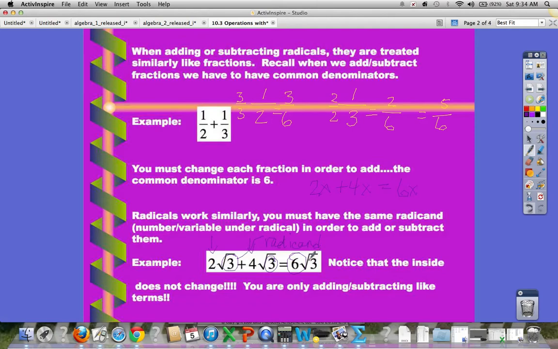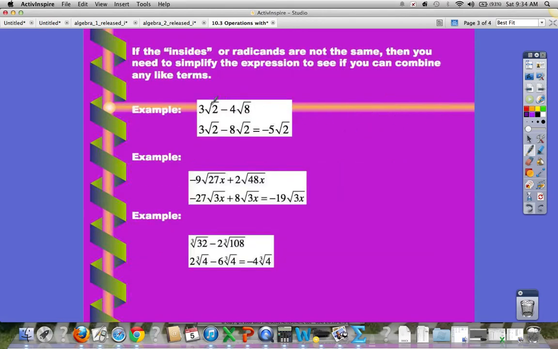So notice that the inside doesn't change. You're only adding or subtracting the outside terms. Now, if the insides or the radicands are not the same, then you need to simplify the expression to see if you can find anything that will add together. So for example, in our problem right here, 3 times the square root of 2 minus 4 times the square root of 8. Well, square root of 2 is as simplified as you can get, but square root of 8 is not. And remember, we did the prime factorization tree. We need to break that down. So I would break down the 8 and do prime factors.